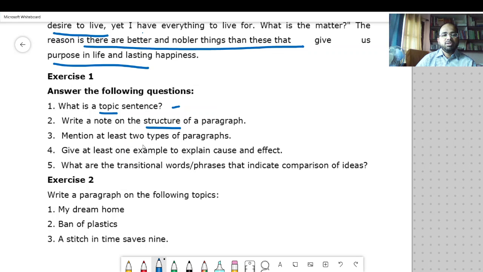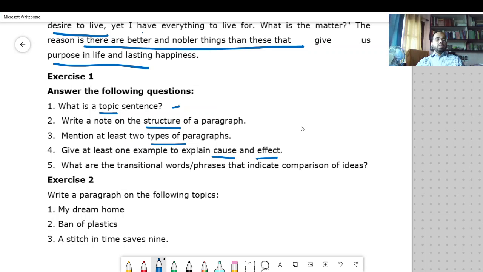So have you seen the two types of paragraph? What are they? Can you just recall? So we have seen it should be unity and compare and contrast, reason and cause. Okay, so here is types of paragraphs. I think you have seen the descriptive paragraphs and the sequential paragraphs. Give at least one example of the cause and effect. Cause, reason and effect, அதுவும் சொல்லியிருக்கேன். What are the transitional words that indicate the comparison? So you can just work out.